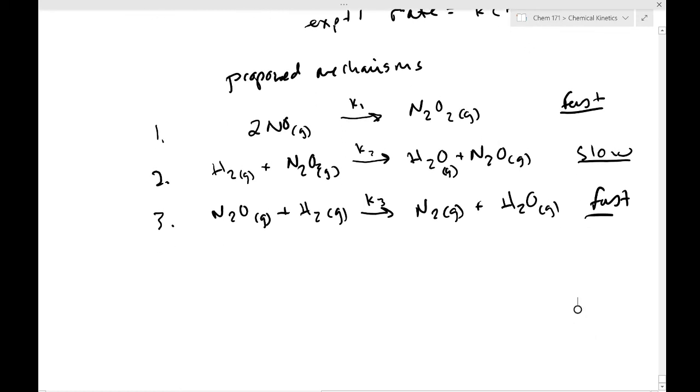If we sum these together, we find that, let's do some canceling out here. So we can cancel out N2O2, N2O2. We can cancel out some N2O and N2O.